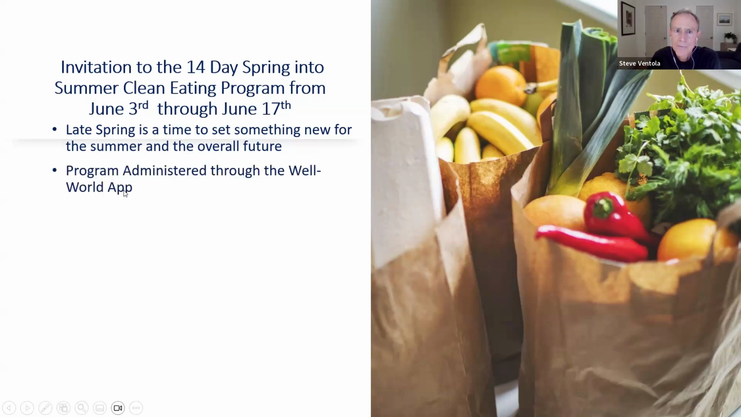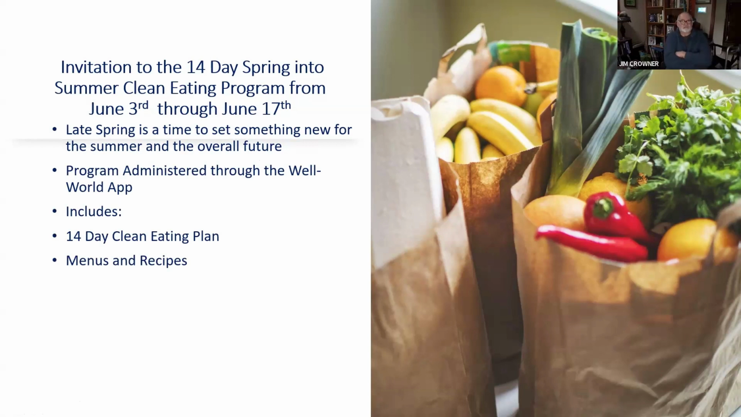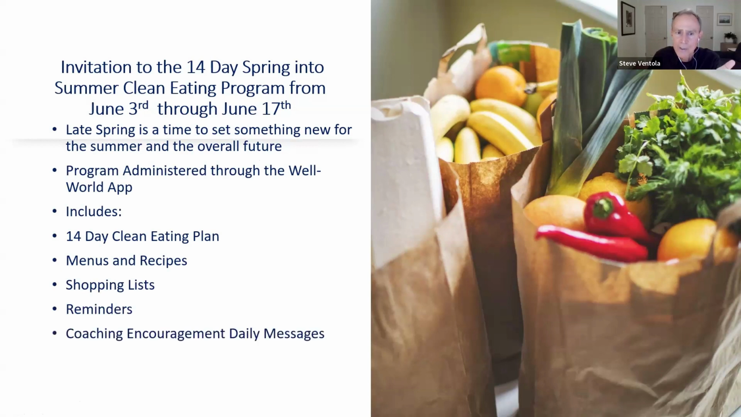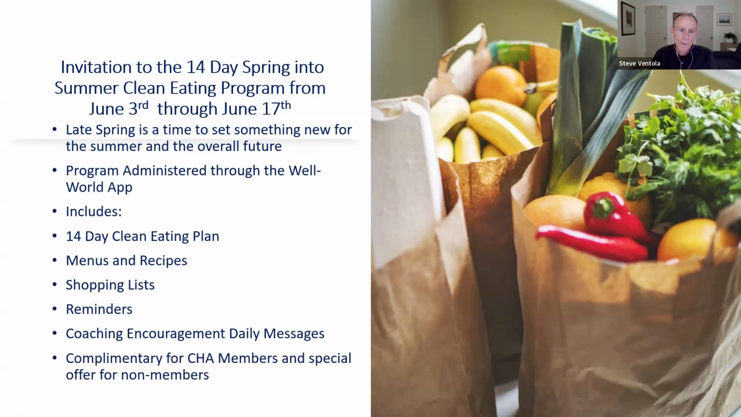The program is administered through the Well World app. It's a Well World app that you can access on your phone, and on your computer too if you need to do it that way. It includes a 14-day eating plan, which includes menus all spelled out, the recipes, shopping list, reminders, coaching encouragement, daily messages. It's complimentary for CHA members, and there's a special offer for non-members if you're not interested in joining the platform. So if you're interested, let me know soon, because I'll need to set you up in the program before June 3rd. May 30th is the last day to register for it. If that strikes you, I'd encourage you to join in.